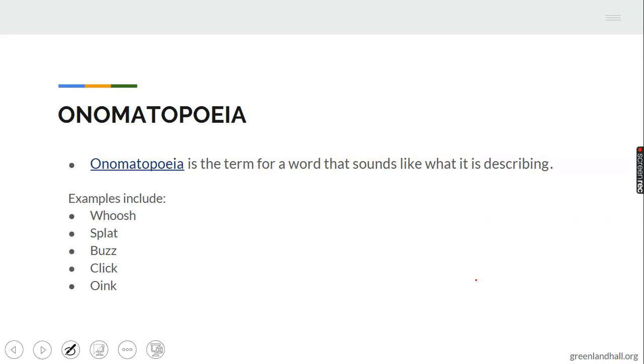Things like tick tick, it's sounding like what it's describing. Things like zoom, when I say zoom, it sounds as if the thing is really happening. The word boom, boom, it's sounding boom, as if the thing is happening for you. So we use this for words that sound like what they are describing.